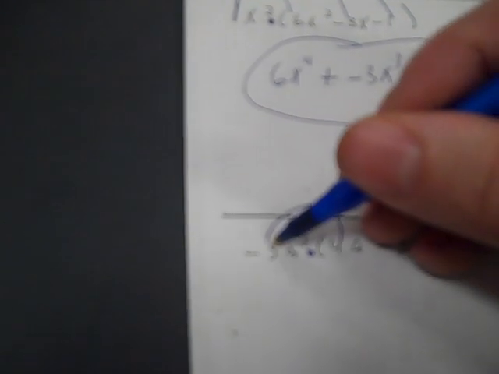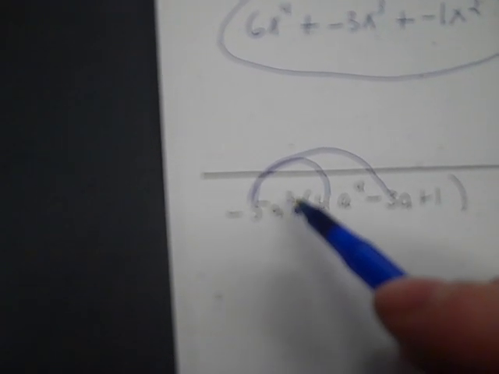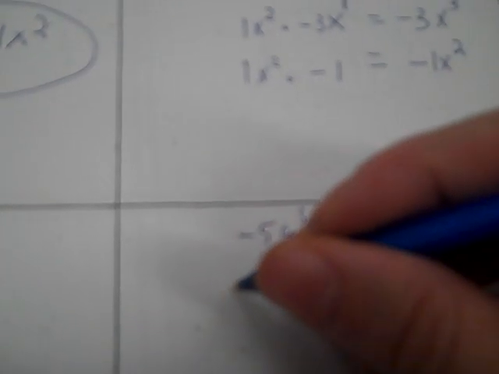Okay, I'll figure that product out in a bit. I like to figure out my products after I have everything lined up. Then I distribute negative 5 to negative 3. So we're going to have negative 5a to the third times negative 3a. Okay, and then finally, negative 5a to the third times positive 1.